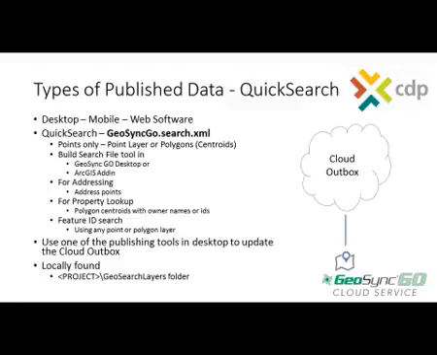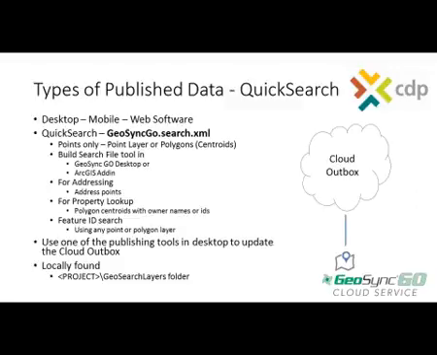So we need to publish that quick search file to the cloud, so it would be available to all our mobile devices. Quick searches are available in all the software that's part of the GeoSync GO cloud service, desktop, mobile, or web software. The quick search is always named geosyncgo.search.xml. It's the name of the file.